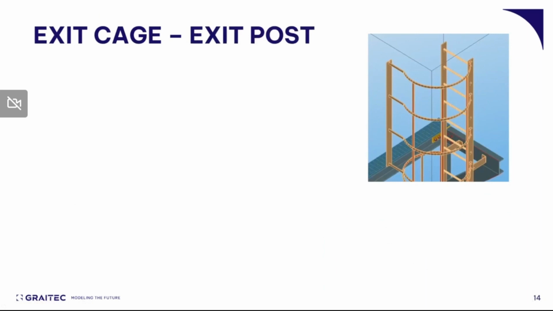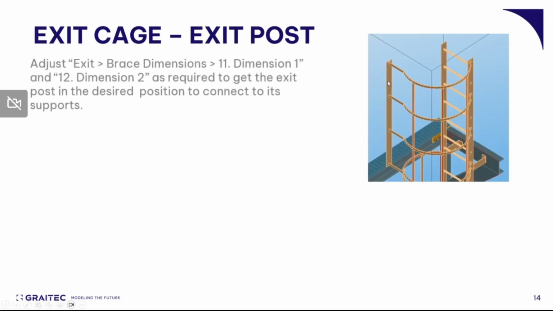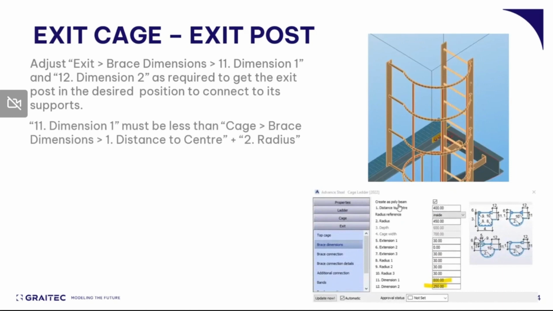And then when I've got an exit to the side, like you can see, we have this thing here, an exit post. So to get that exit post in the right position, we need to adjust the values called dimension 1 or dimension 2, not very helpful names, on the brace dimensions page. And adjusting those two will get the exit post there in the right position so that you can bolt it to the supporting structure. So you can see there I've highlighted those dimension 1 and 2 in the dialog box.